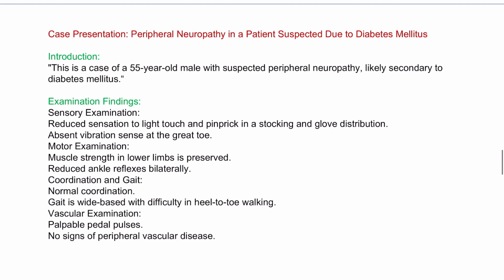So here I put a model case presentation: peripheral neuropathy in a patient suspected to be due to diabetes. How are we going to present the case? So this is a case of a 55-year-old male with suspected peripheral neuropathy, likely secondary to diabetes mellitus.